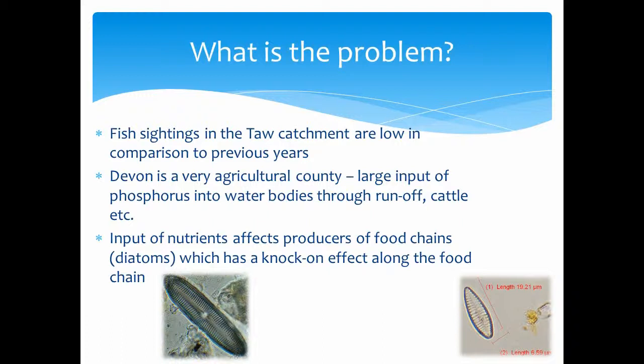So what's the problem? Well, the problem is that fish sightings in the Tor catchment, subcatchments, have been low compared to previous years, which has been due to a decline in river health. This decline can be from all sorts of factors, such as cows entering the rivers and defecating, surface runoff from roads and fields, etc. And then this has a knock-on effect along the food chain. So as a primary producer, diatoms will be the first to feel this change, and this will then have an effect on the higher species such as fish and possibly otters.